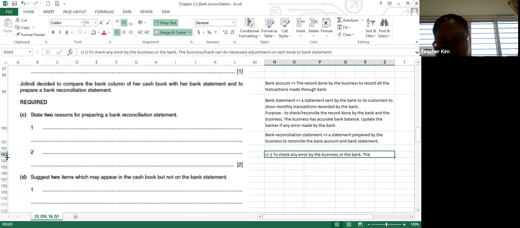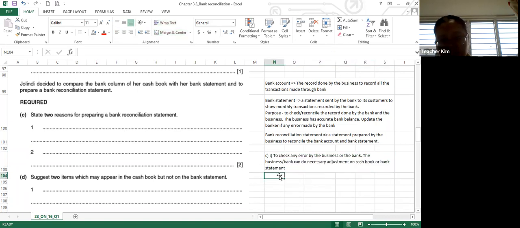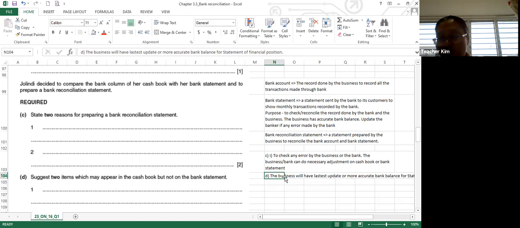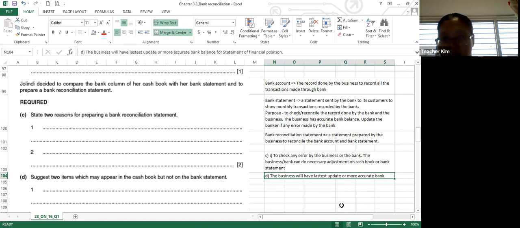Second reason is, when we have a bank reconciliation statement, the business will have the latest update on, or more accurate bank balance or statement of financial position. So with this, he can prepare the more accurate financial statement for the bank account.